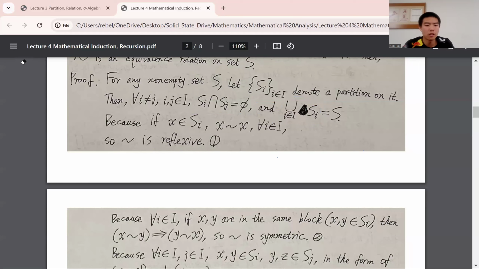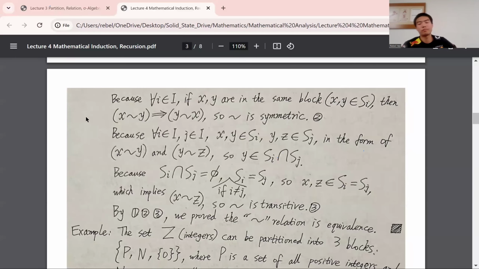All right. So let's see the second and third ones. If x, y are in the same block, then x is related to y because they're in the same block, and y is related to x because they're in the same block. So it's symmetric.